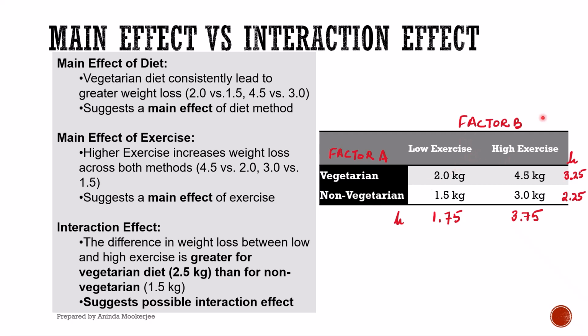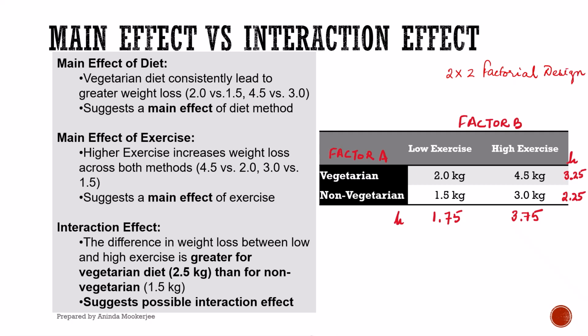And for factor B, we have the exercise, a low intensity exercise and a high intensity exercise, right? And this makes it a 2 by 2 factorial design because there are two levels within factor A and two levels within factor B, which makes it a 2 by 2 factorial design. All right, so this particular experiment is based on a 2 by 2 factorial design.